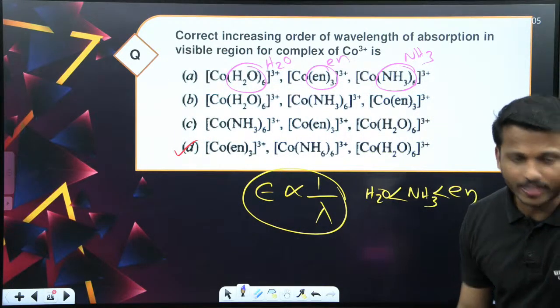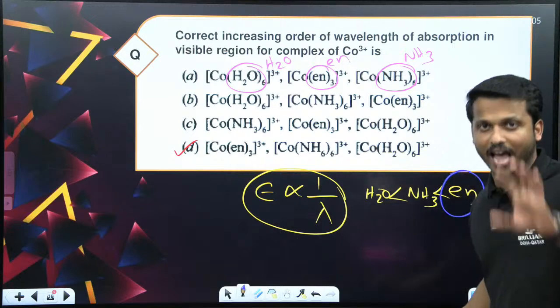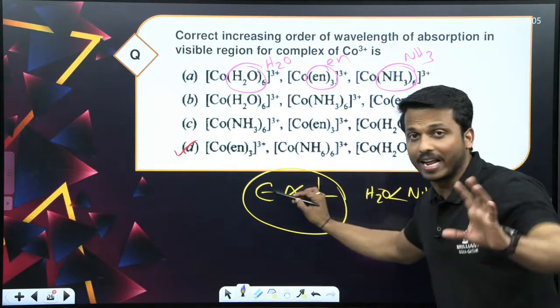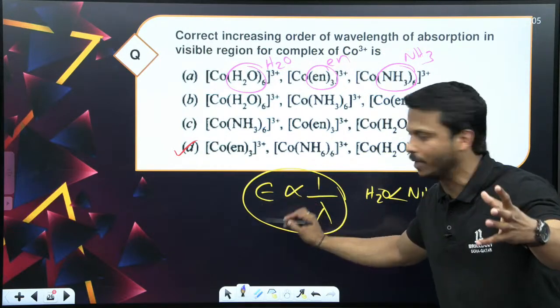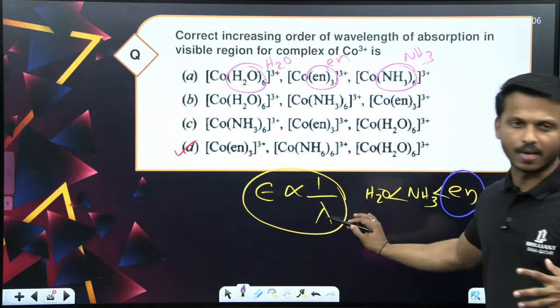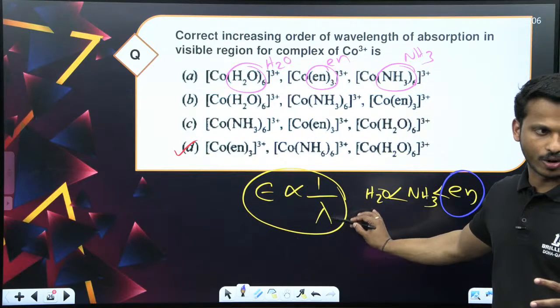I hope you get the concept here, all. En is a strong ligand. The stronger the ligand, the stronger the crystal field splitting energy. The stronger the energy, the less the wavelength. Okay, option D.